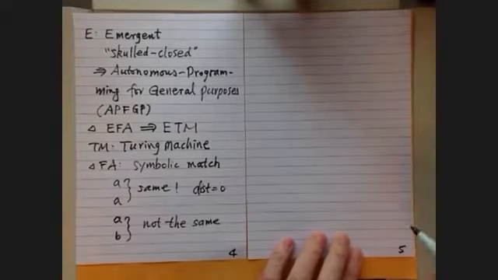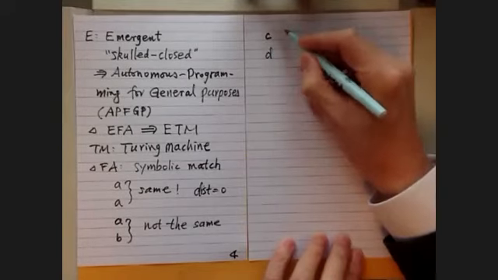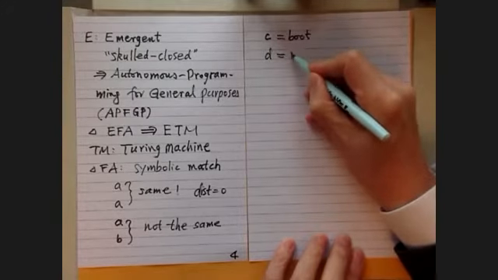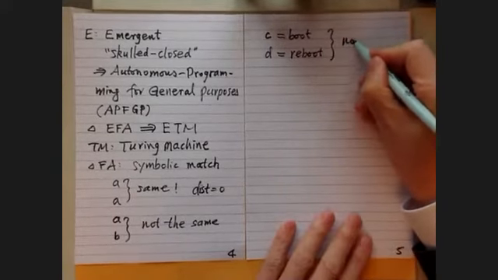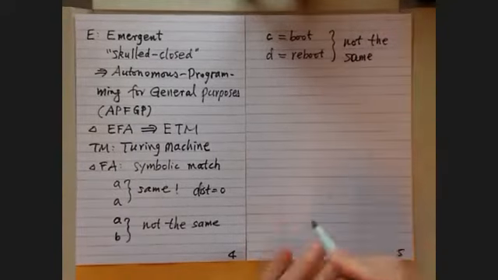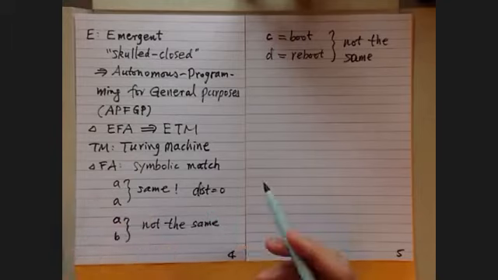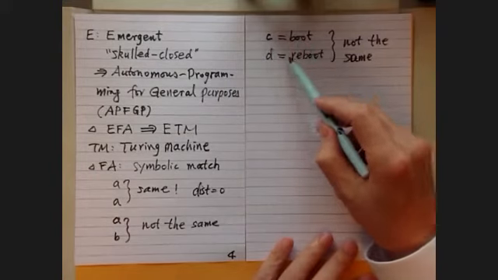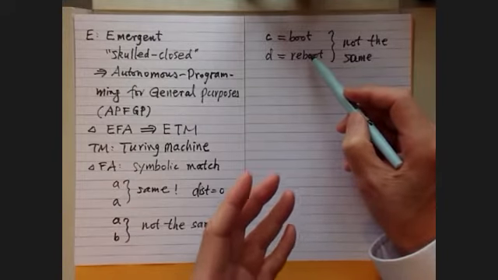Now suppose I have a C and a D. C really means boot, and D means reboot. You say not the same. If I do not tell you the meaning of A and B, they're just not the same, so the distance is like 1. But for C and D, boot and reboot, they are similar. Maybe the distance is half, 0.5.